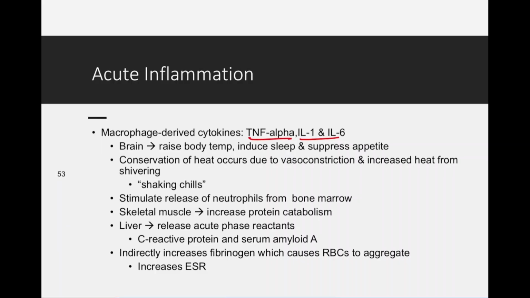Okay, so when these things go to the brain, they raise your body temp. You're going to get warmer, get a fever, induce sleep, and suppress the appetite. If you ever had the flu real bad, you don't want to eat anything, you've got a fever, and you sleep all the time. Again, it's due to all these little cytokines that cause havoc in your brain. We get conservation of heat due to vasoconstriction, and we start shaking, causing shaking chills. So we start generating the response of the fever.